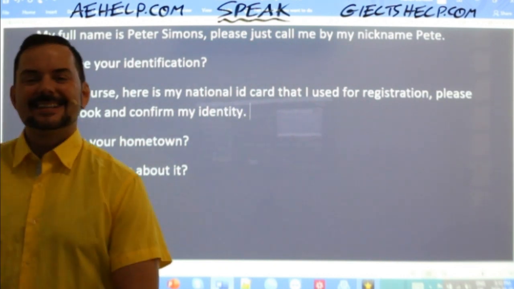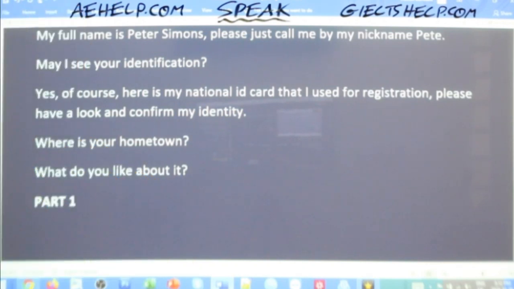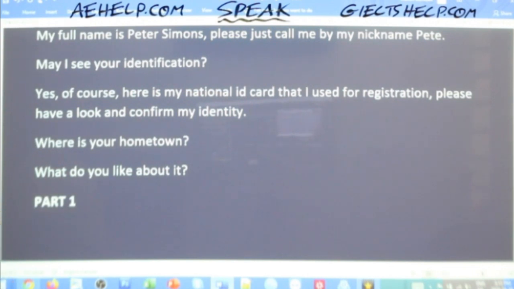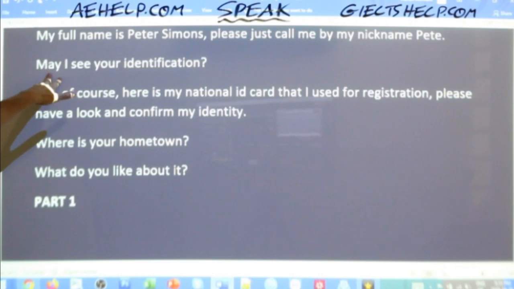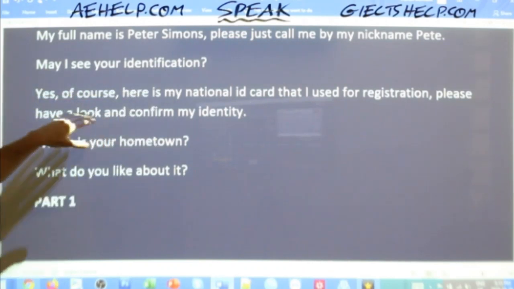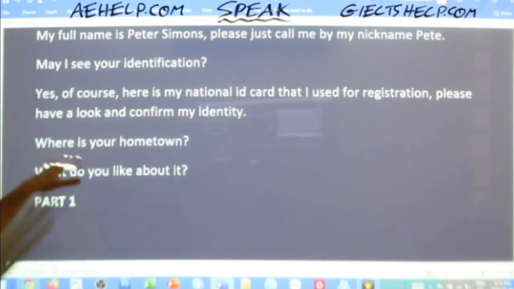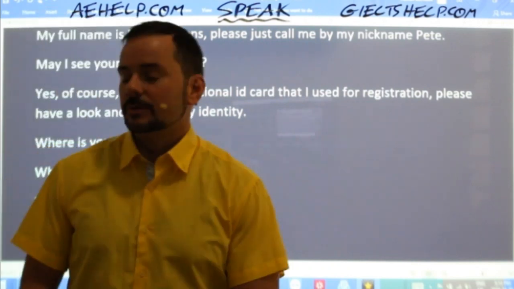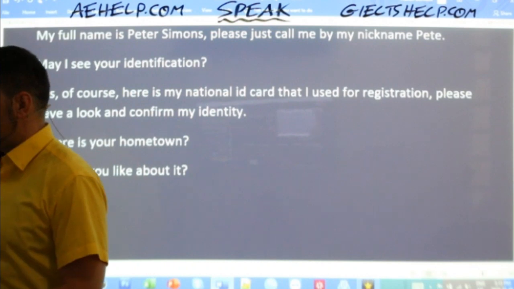So here's a kind of a different than usual way to finish. Don't be smug, which means, don't be too cynical. But you can say this in a nice, polite way. So just repeat after me. May I see your identification? "Yes, of course. Here's my national ID card that I used for registration. Please have a look and confirm my identity." Okay? Because that's what they're doing, and it's okay. Shows that you're familiar with the process and you've prepared for the exam.